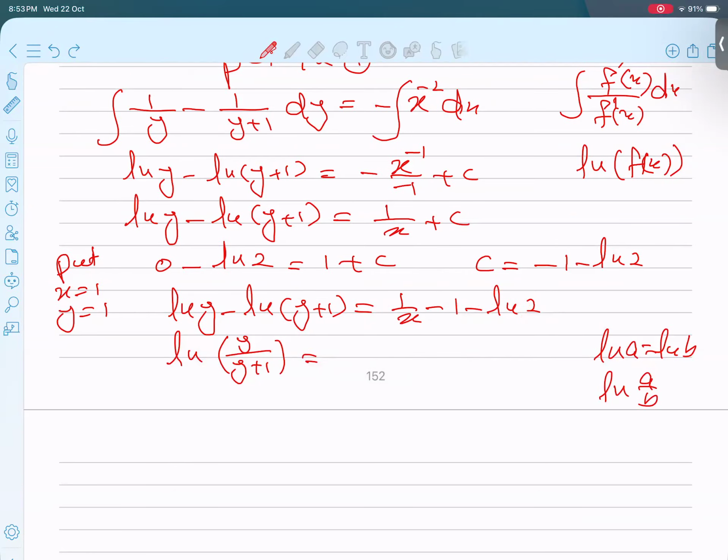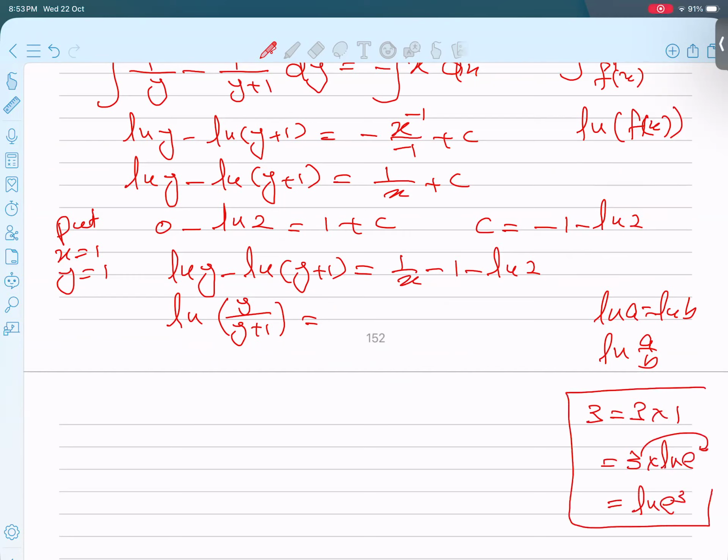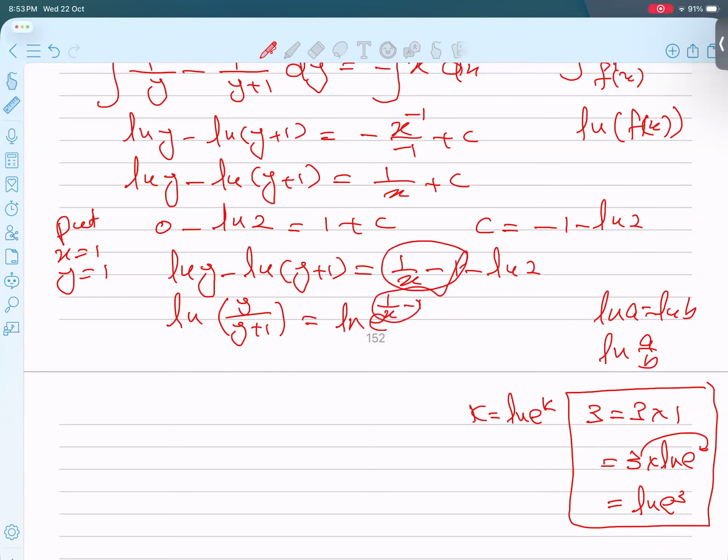This is another technique we have done many times. For example, this is a 3. We can write 3 as 3 times 1, and 1 we can replace by ln e, and the 3 will go on the power. So whenever I want to convert any number into log form, that 3 will come in the e power. For example, if I have a k, I can write log e to the power k. Now what about this? The whole thing will follow the same story. We can write log e to the power 1 by x, 1 by x minus 1. So the complete expression came in the power of e.